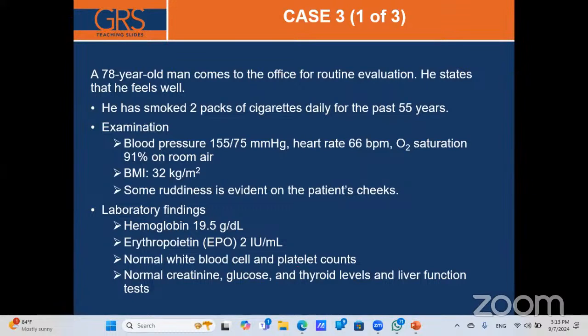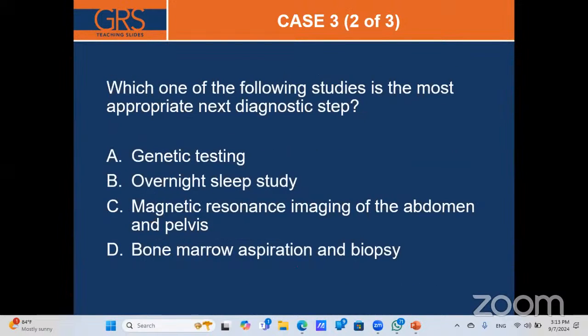Next slide, Dr. Muram. The question is, which one of the following studies is the most appropriate next diagnostic step? Genetic testing, overnight sleep study, magnetic resonance imaging of the abdomen and pelvis, or bone marrow aspirate and biopsy.